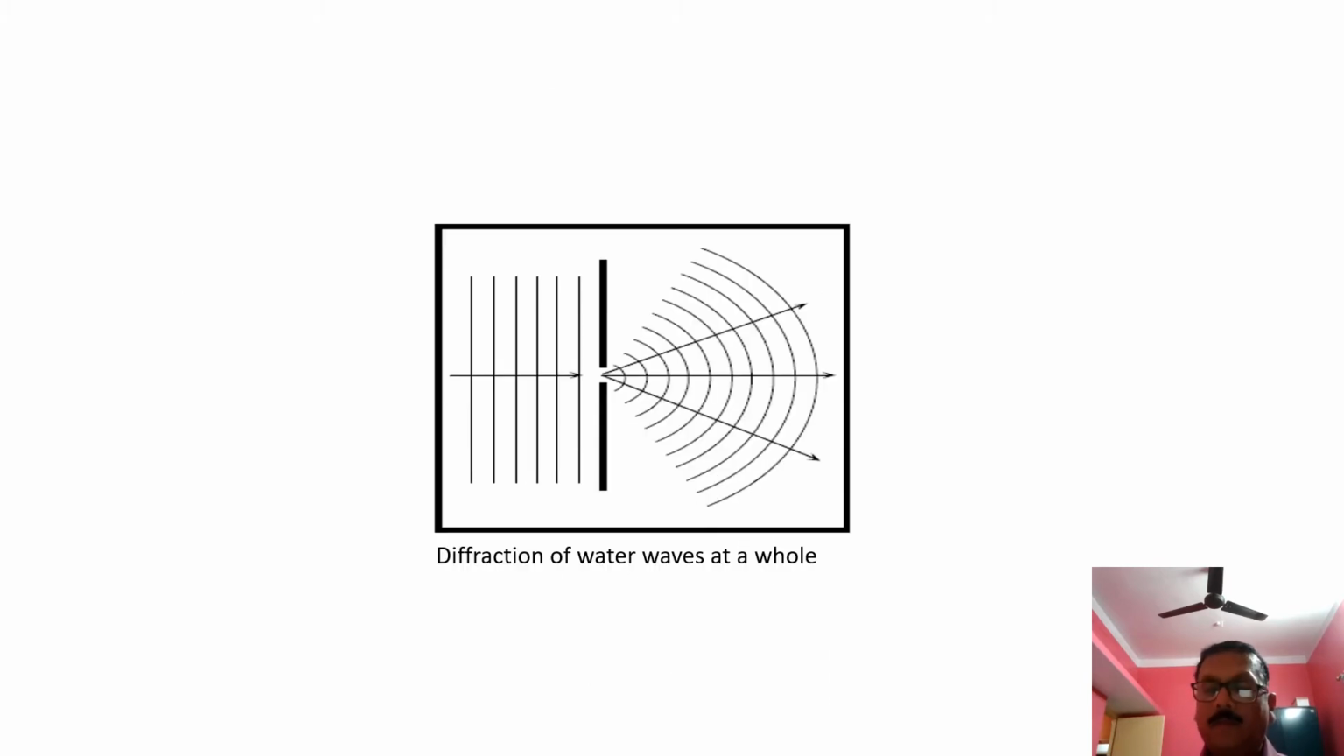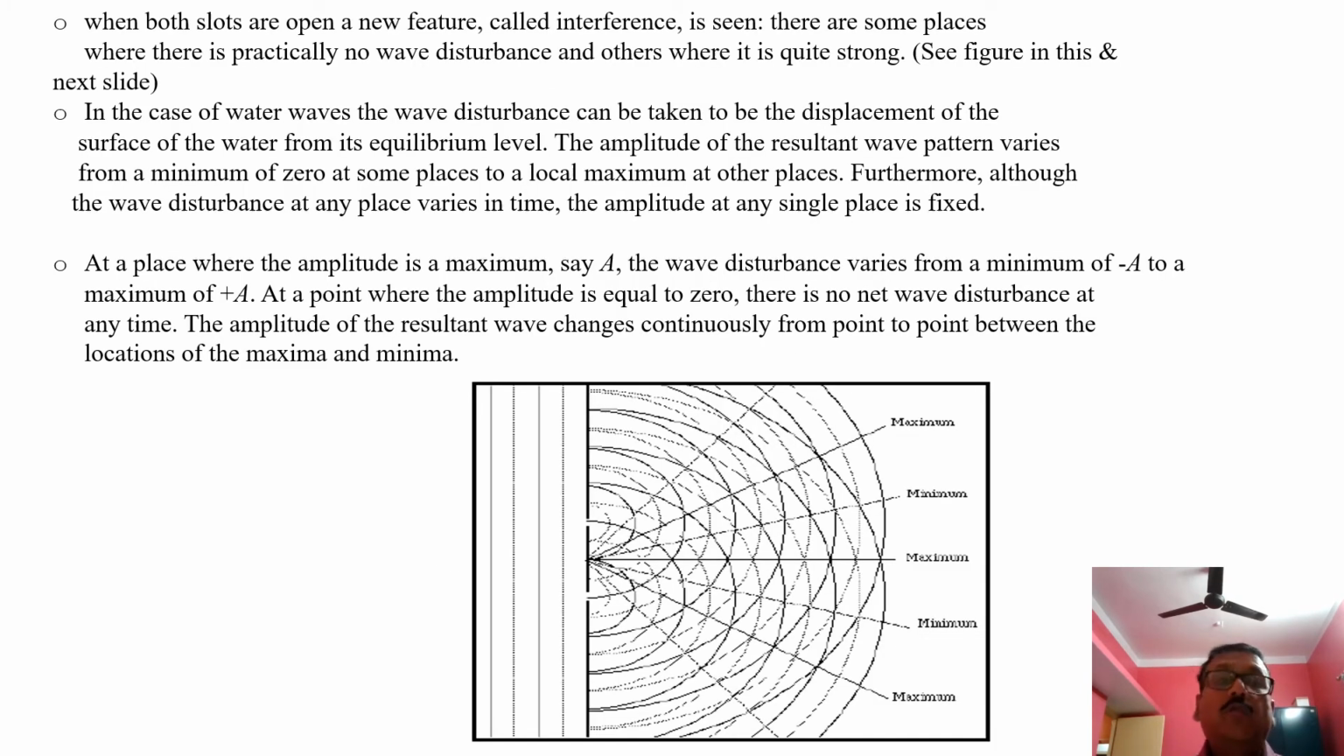When both slots are open, a new feature called interference is seen. There are some places where there is practically no wave disturbance and others where it is quite strong. In the case of water waves, the wave's disturbance can be taken to be the displacement of the surface of the water from its equilibrium level.